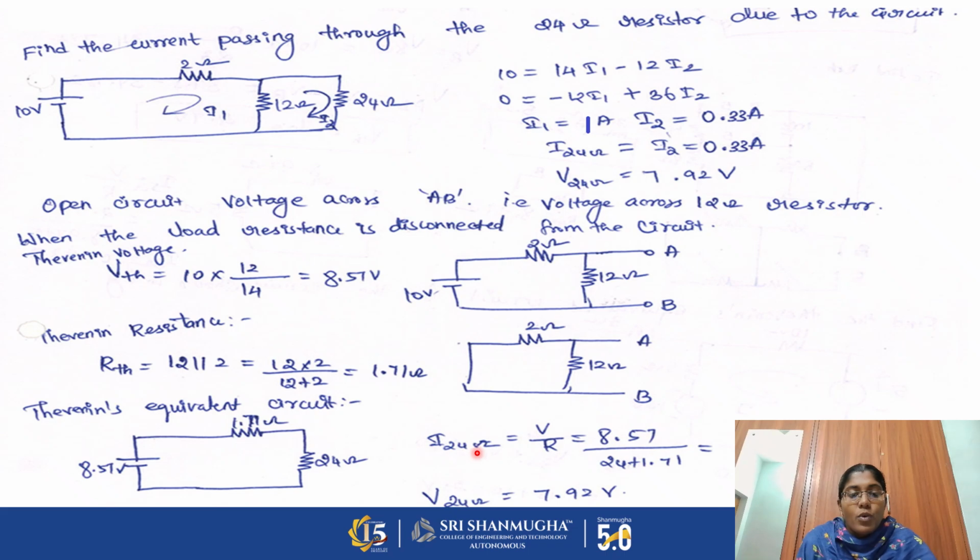So I24 ohm is equal to I. We need to find out current flowing through this 24 ohm resistance, right? So I is equal to V by R. So V value is 8.57 volt and R value is 24 plus 1.71. So which is equal to 0.33 amps. So if you need to find out V24 ohm, so V is equal to I into R. So I value is 0.33 amps and R value is 24 ohm. So if you multiply both these things, you will get the value of V24 ohm.